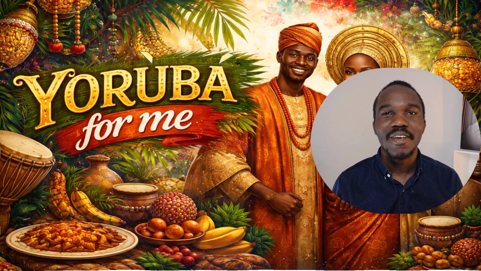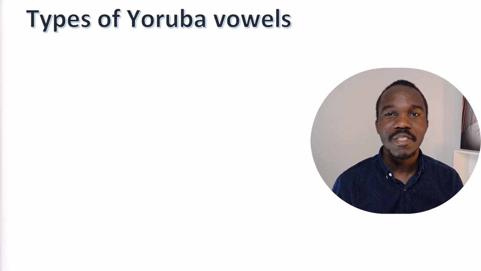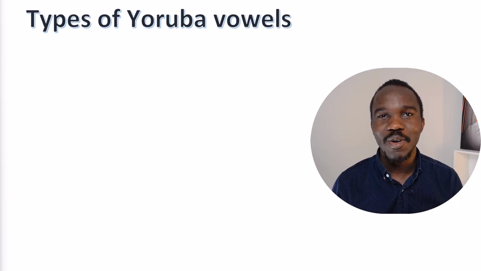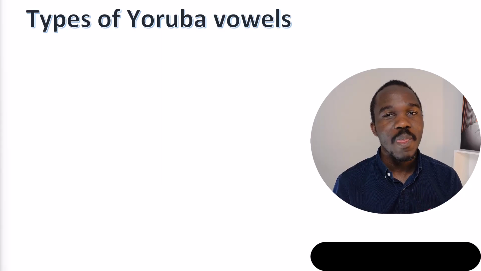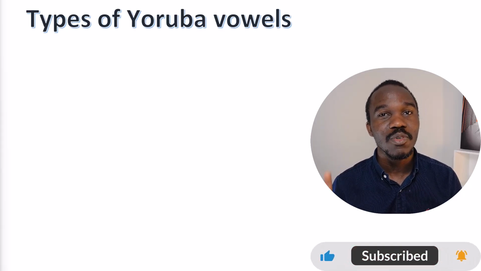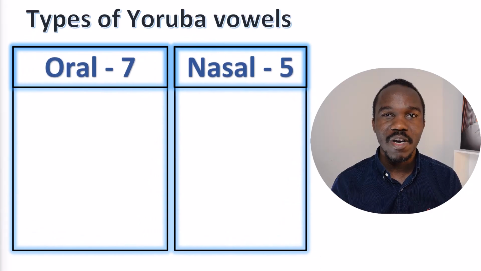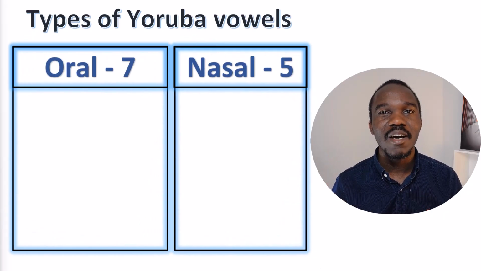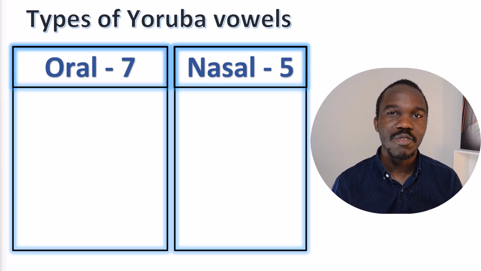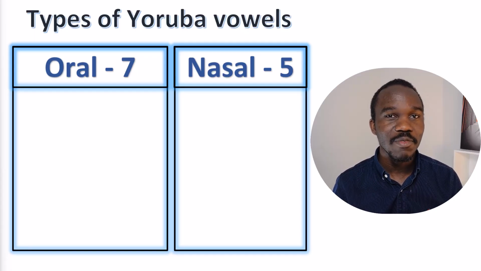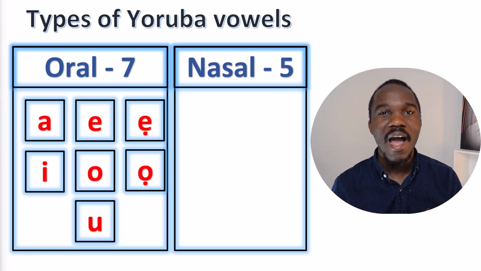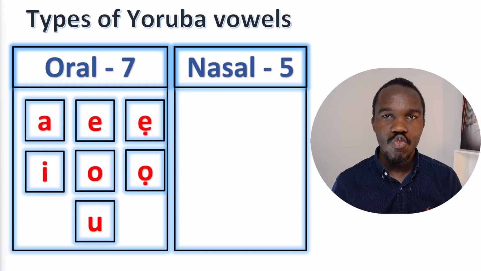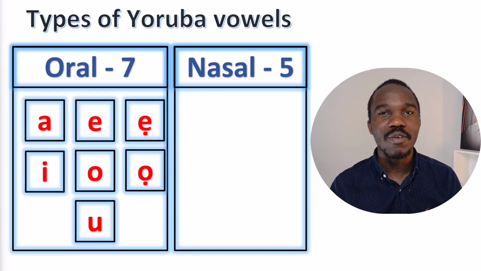All right. We've got Yoruba vowels. We all know that we have vowels that we've learned together, but there are types of Yoruba vowels. Essentially, we have two types: the oral vowels and the nasal vowels. I'm going to explain that to you. Oral vowels are the ones we've learned before, which are 7 letters. Do you still remember them? They are A, E, I, O, U. Those are oral vowels.